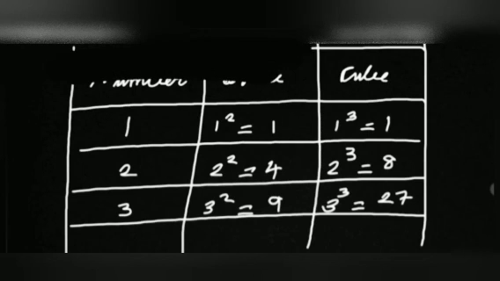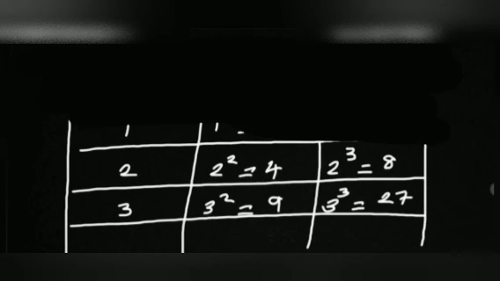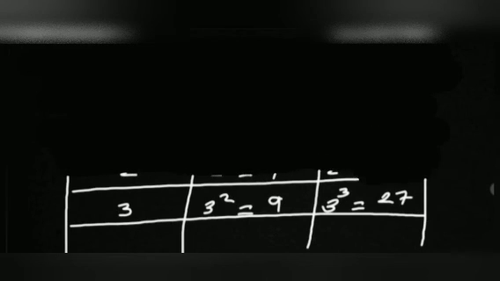Let's continue. You please continue writing, and due to the lack of space, let me rub and redraw the table. We are going to find out the squares and cubes of numbers from 1 to 10, isn't it? Okay. Next, 3 columns should be there.